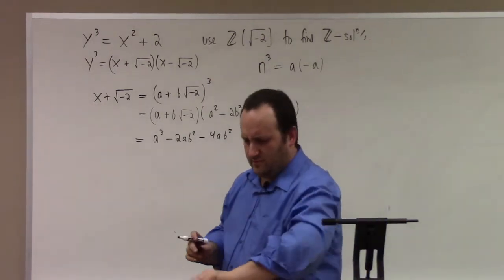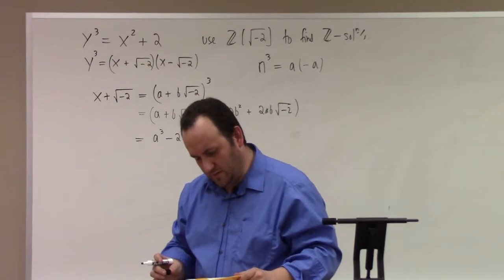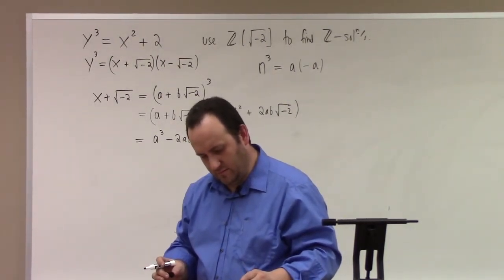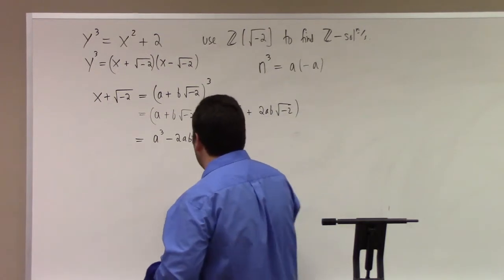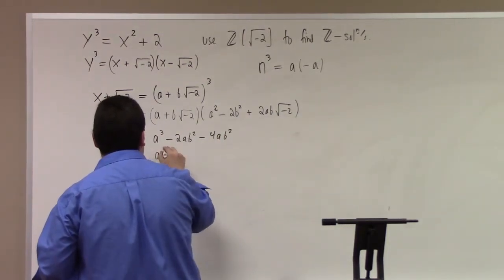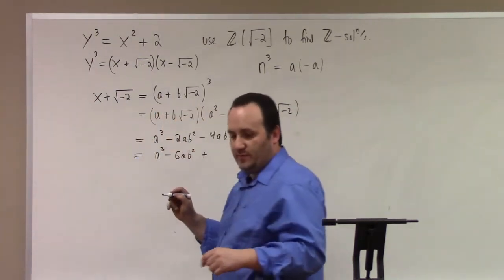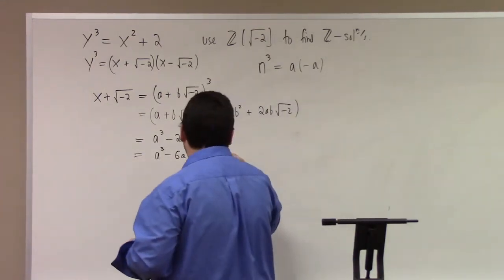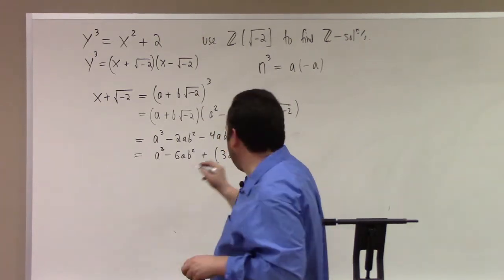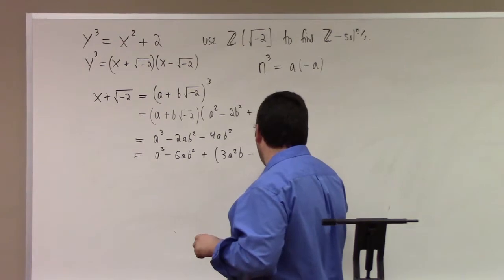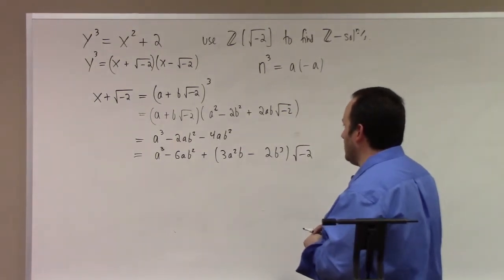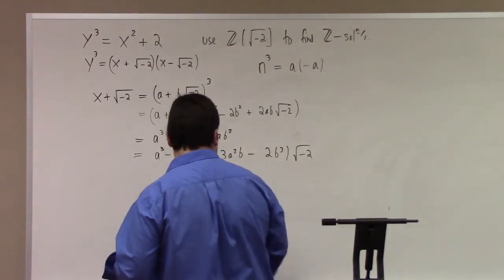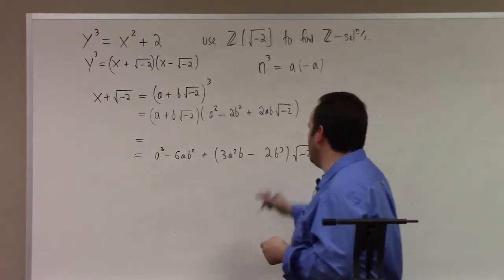Is this what I'm supposed to do? Sorry, this feels wrong. So what is this? Oh, man. So after you get, I do have it, okay. So that's a cubed minus, I was on the right track, I just have to stick with it, minus 6ab squared. And then the other term is what? 3a squared b minus 2b cubed square root of minus 2, right? Just multiplying it out.